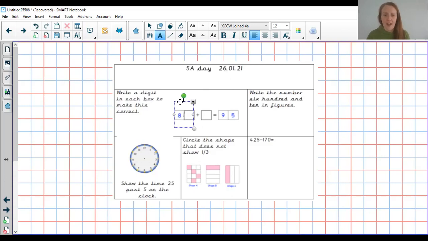Could you have put 81 in there? Would that have been able to work? 81 add something. It couldn't work. Why couldn't it work? Why couldn't I have 81 there? Well done if you noticed. If I put 81 here to get to 95, I would need a 2-digit number, not a 1-digit number. 81 plus 14 would make 95. So I can't have 81.